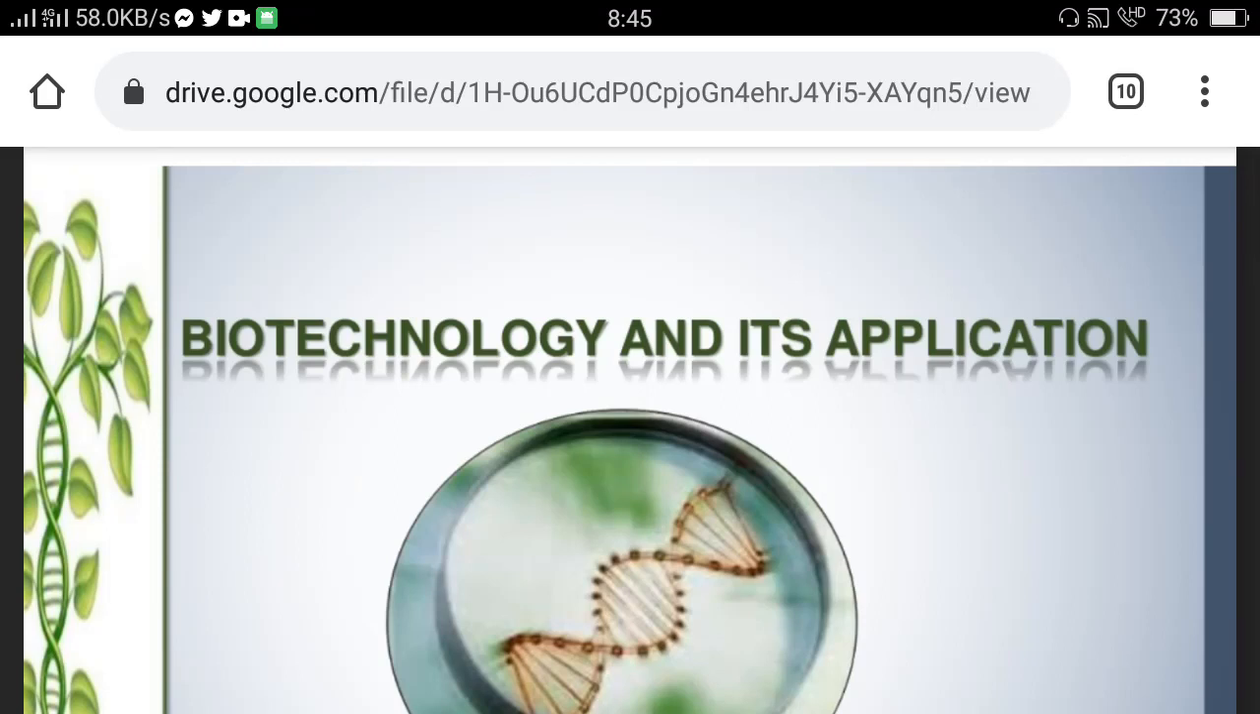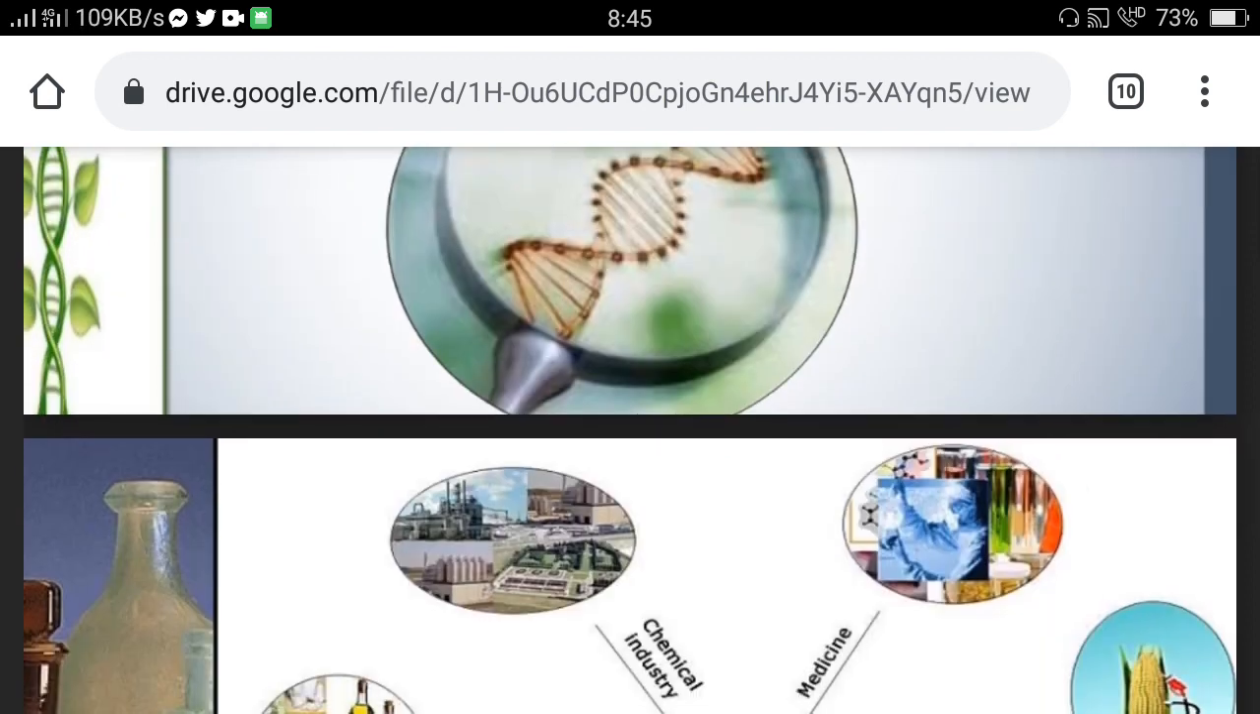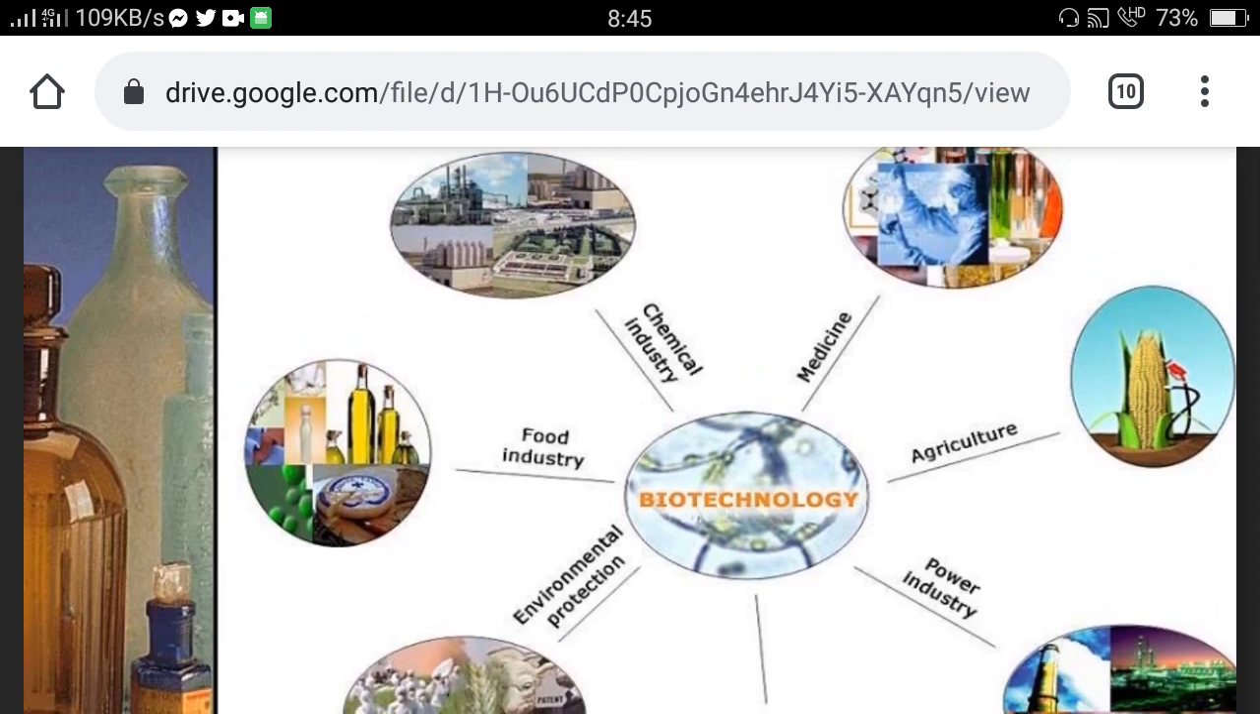Good morning, students. Today we'll start the new chapter, that is biotechnology and its application. As we have discussed in the last class, biotechnology is the branch of biology which deals with the improvement of biological materials for various purposes.